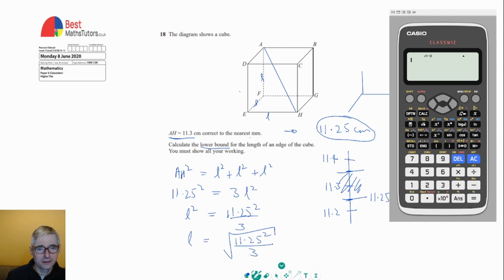And this is the lower limit, or lower bound, of the value of L, given that this is correct to the nearest millimeter. So I'm just going to use my calculator to do this. So we've got the square root of, using my fraction button, 11.25 squared, and then divided by 3. That's in exact form, but we're going to put it in as a decimal, and we have to make sure that we write down all the figures. So that's 6.495190528 centimeters, and that's it.